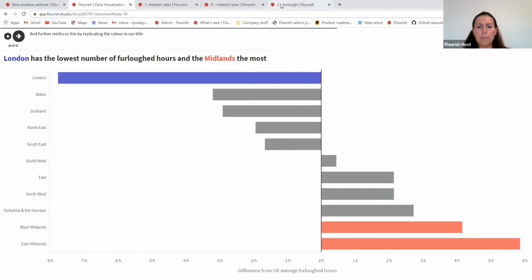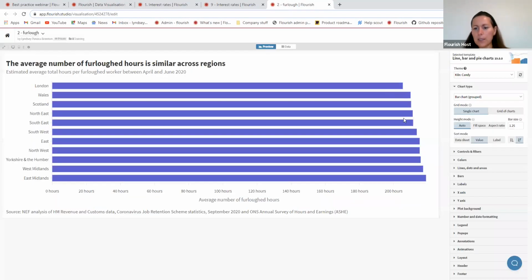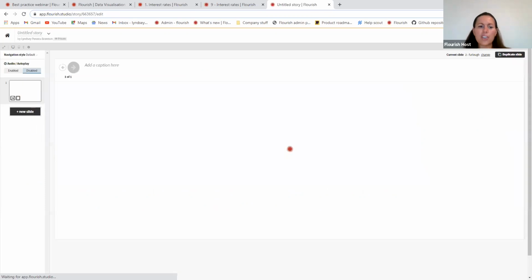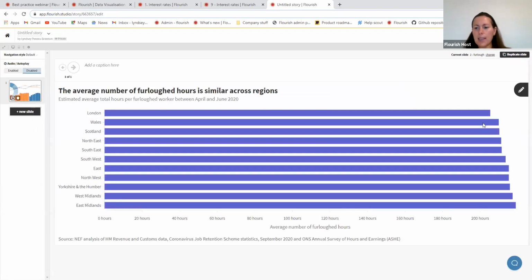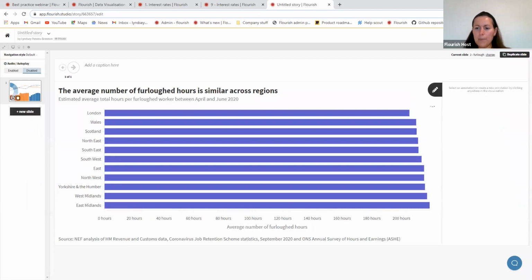So I will just jump again back into the editor to show you how to do some of these things. So the sorting is in your chart type, and you can sort by value very quickly by sorting like this. So that's quite easy to do. And adding annotation, again, that's a new feature of Flourish. And you can add annotation here by clicking on the little pen and writing something.